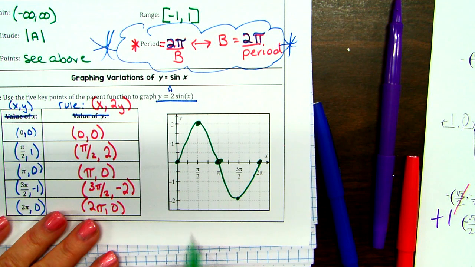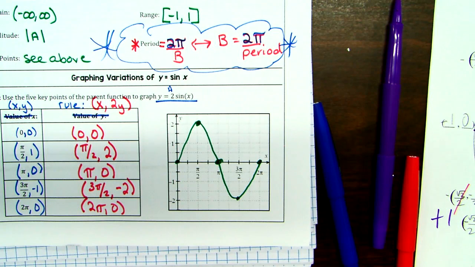Notice it is always 5 points. 1, 2, 3, 4, 5. 5 points, always. Not 4, not 3, not 7, 5. Okay?